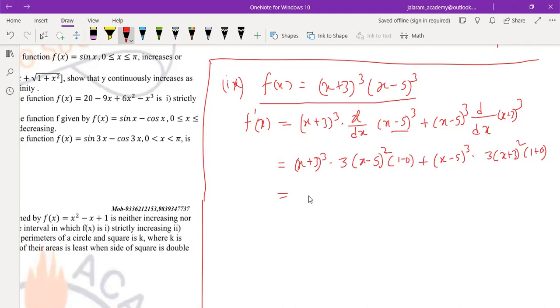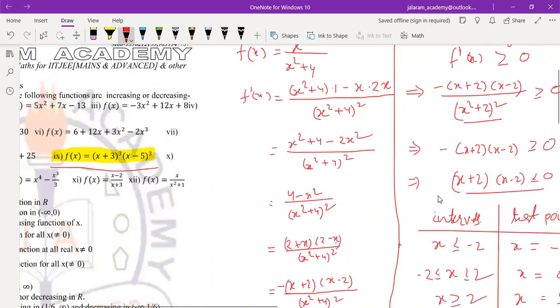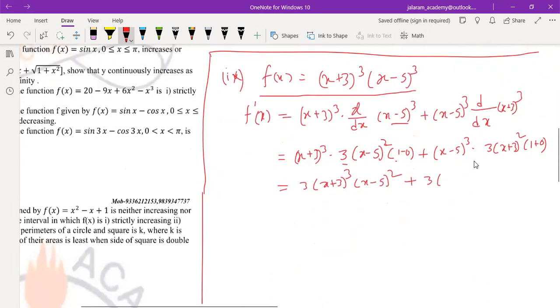Now the first term is 3 ones are 3 into (x+3)^3 into (x-5)^2, plus the second term is 3 ones are 3. Both the powers are 3. (x-5)^3 into (x+3)^2.